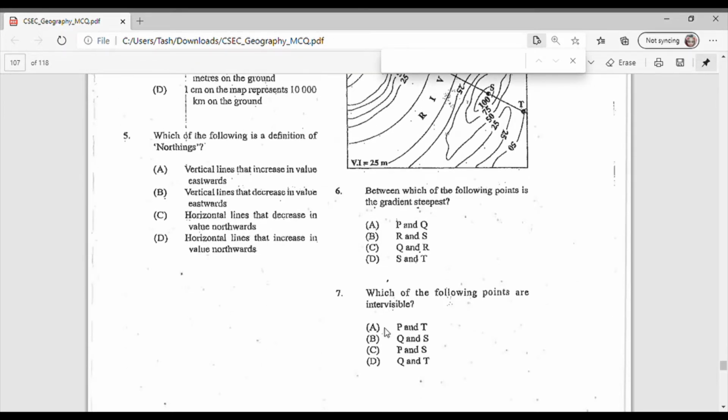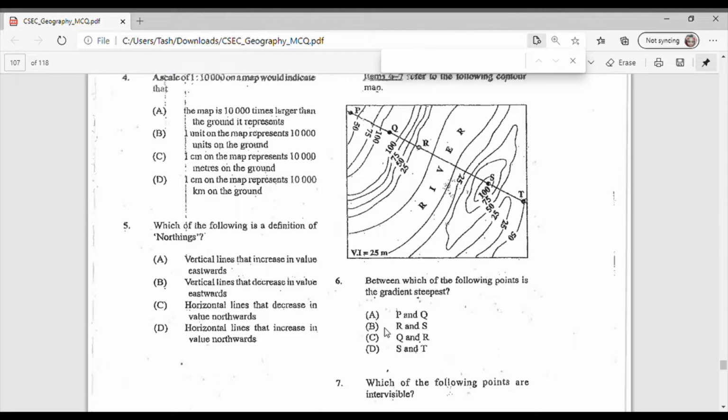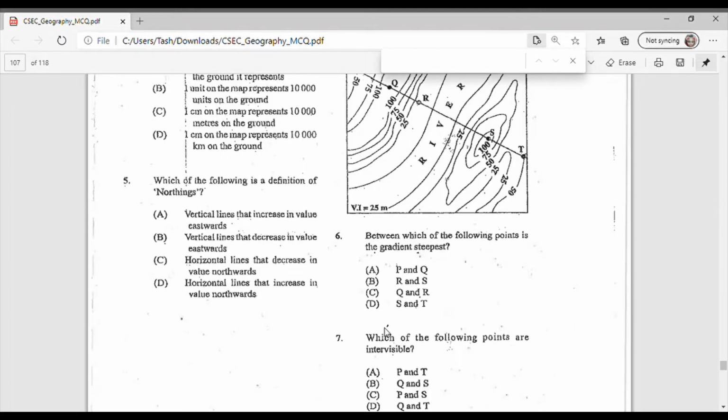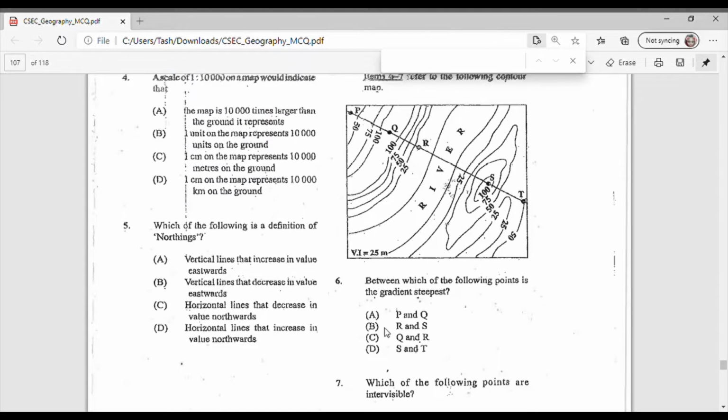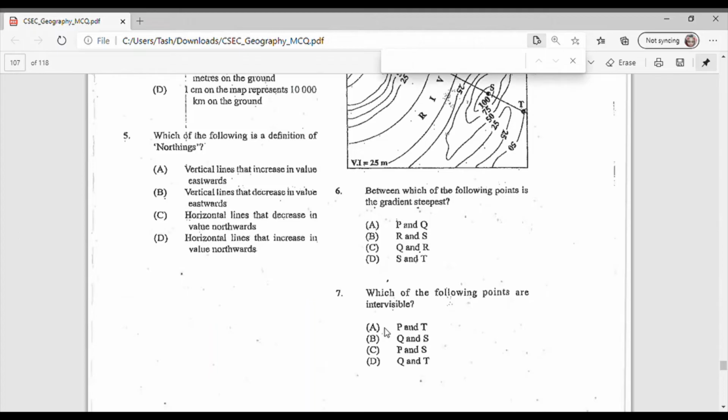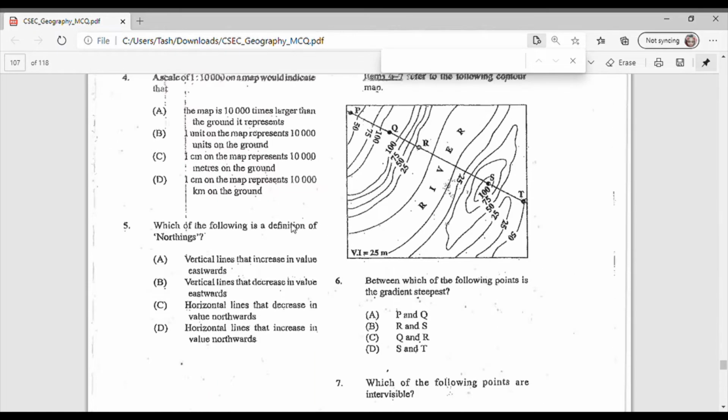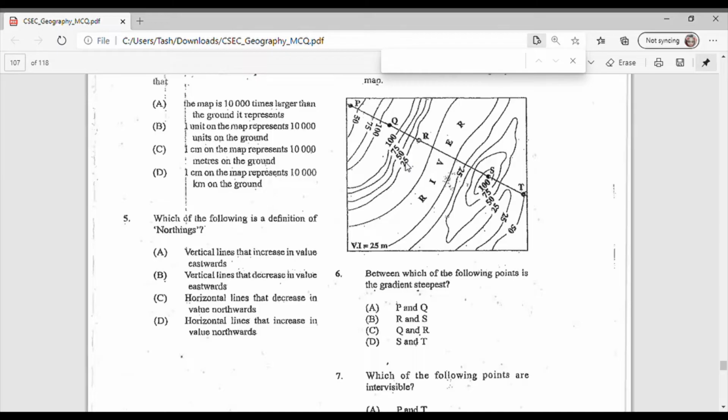Number 7, which of the following points are intervisible? So we saw this question on another past paper as well, exactly the same. So we are looking for the one where we can stand at that point and see the other point without anything blocking our vision. So at P and T, P is at 50 meters, T is at 50 meters, but we have highland in between, so that would not have been the answer.